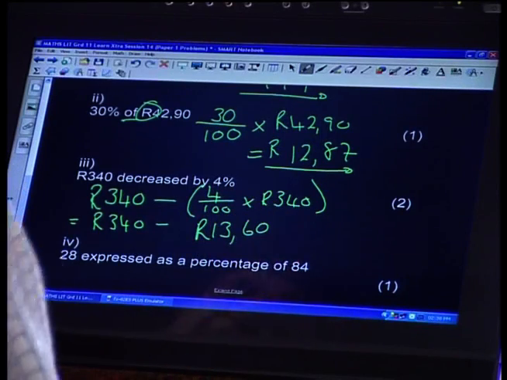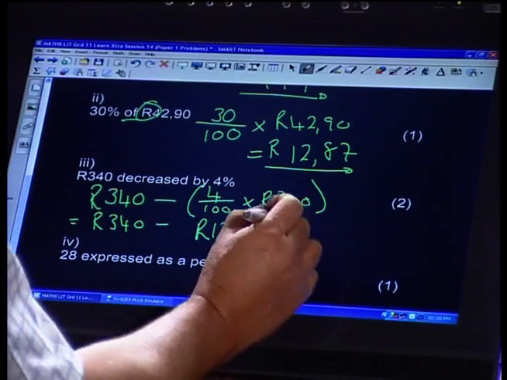Now, when I said 4 over 100 times 340, it had no idea I was dealing with money. So it gives me an answer of 13,6. But you know, because you're dealing with money, money has got to be rounded to 2 decimal places. And why? Because you've got rands and cents, and there are 100 cents in a rand. So instead of 13,6, I'm going to say 13 Rand 60.